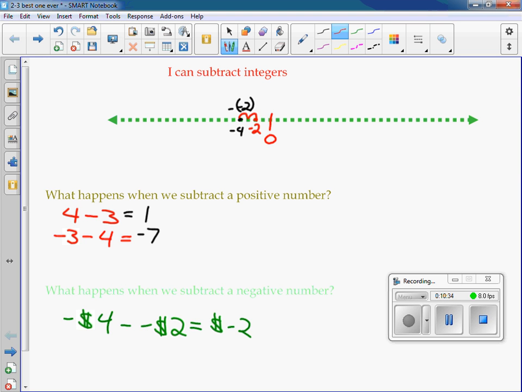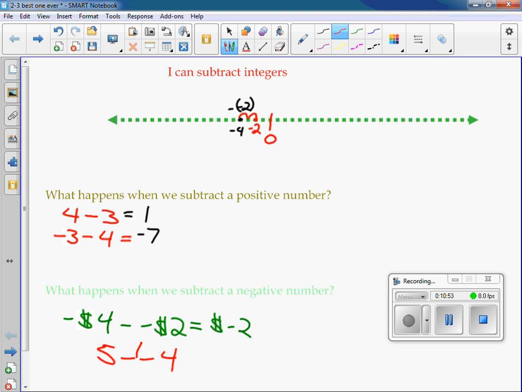Okay. Here's the hardest one, and I'm still trying to come up with a good analogy for this. Okay. If you could think of one, that'd be great. When we start with a positive number, so let's say we start with 5 and we subtract a negative 4.